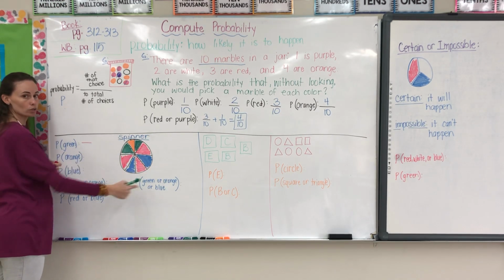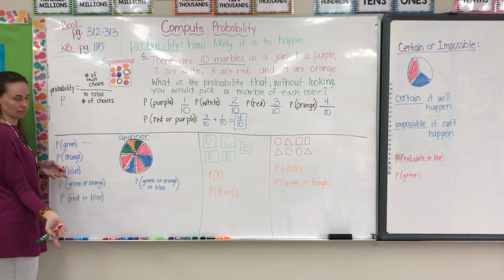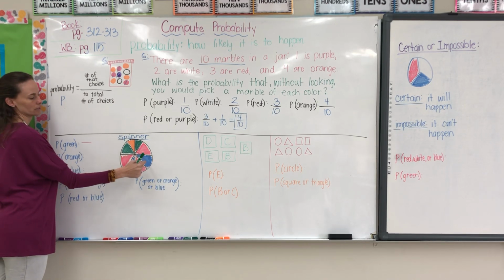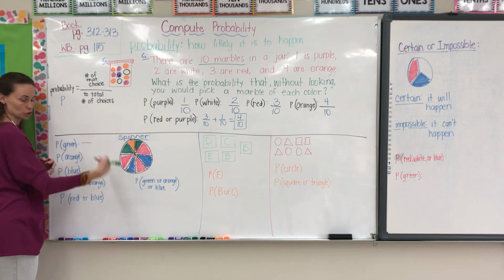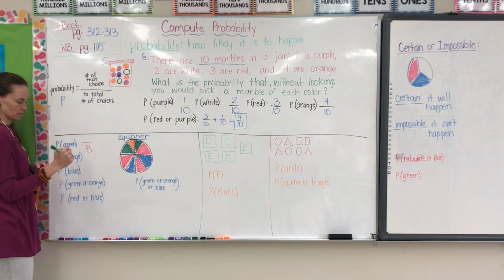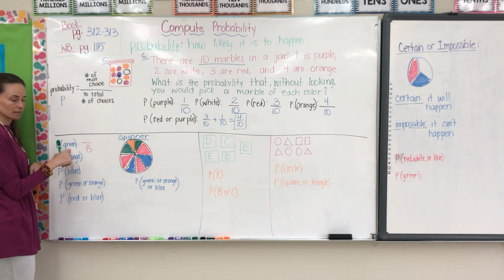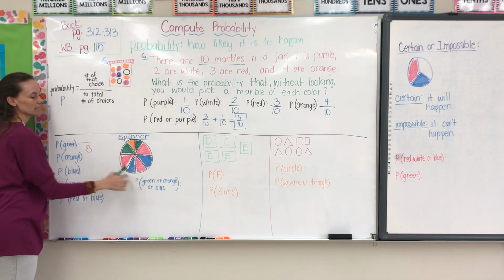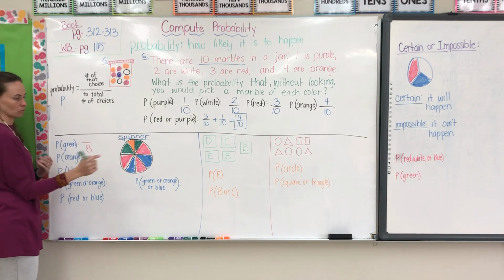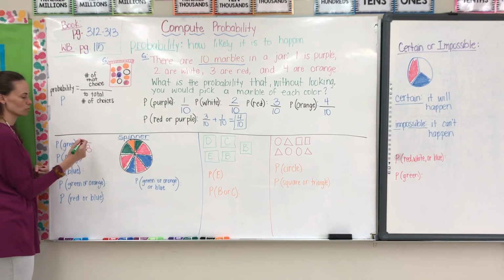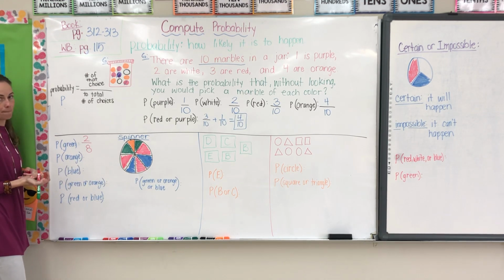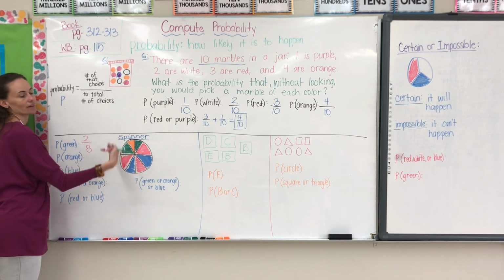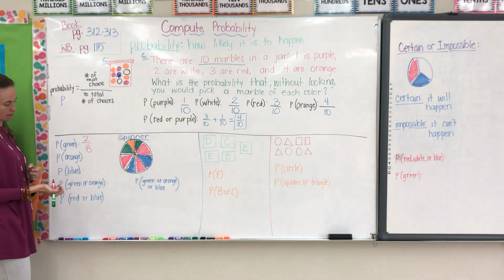How many total spaces are on this spinner? We have to count. 1, 2, 3, 4, 5, 6, 7, 8. So the total choices are 8, right? And then green is what we're going to put on the top. How many of those 8 are green? Well, we look at it, we only have 2 that are green. So we have 2 out of an 8 chance of landing on a green, because there are 2 greens out of the 8 total choices.